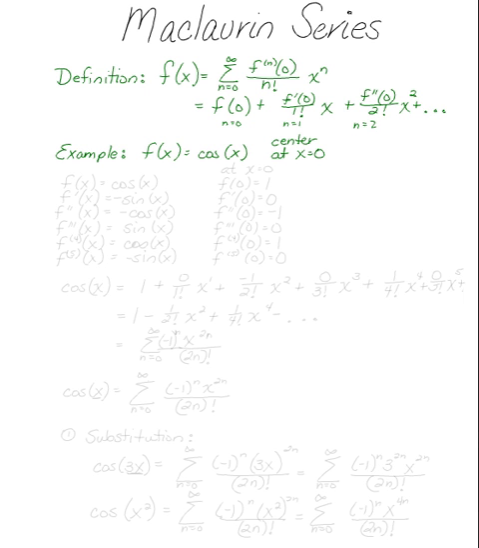Now, in order to do this, we need our function, which is cosine of x, and we're going to want several derivatives. The first derivative of cosine of x is negative sine of x. The second derivative, the derivative of negative sine of x, is negative cosine of x. The third derivative is sine of x. The fourth derivative is cosine of x. Notice we've wrapped back around, and let's just do one more. The fifth derivative is back to negative sine of x.